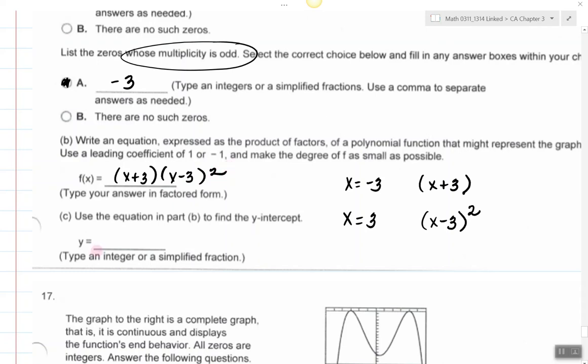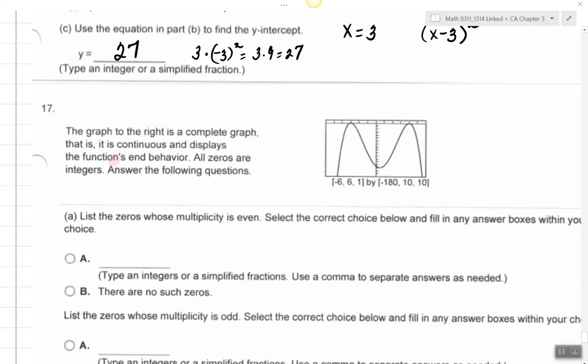What will be the y-intercept? I'm going to multiply the constants. 3 times negative 3 squared, which is 3 times 9, or 27.